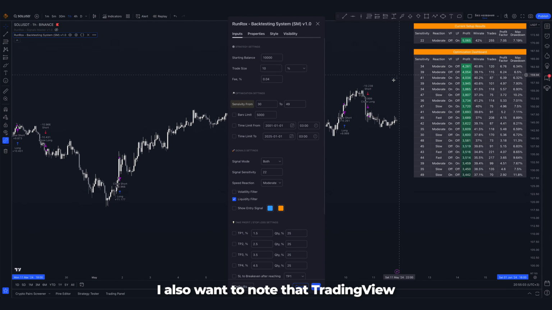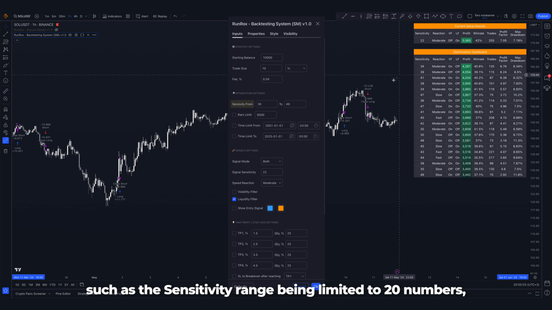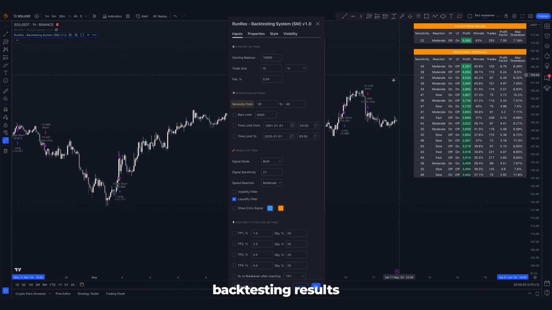I also want to note that TradingView has certain limitations for backtesting strategies on historical data. Given that our backtesting system is highly advanced, we must adhere to these limitations, such as the sensitivity range being limited to 20 numbers, as I previously demonstrated with ranges like 1 to 20 or 20 to 39. By adhering to the limitation of a 20-number range, the strategy testing occurs across the entire available history of the chart. This ensures comprehensive and accurate backtesting results within the constraints of the TradingView platform.